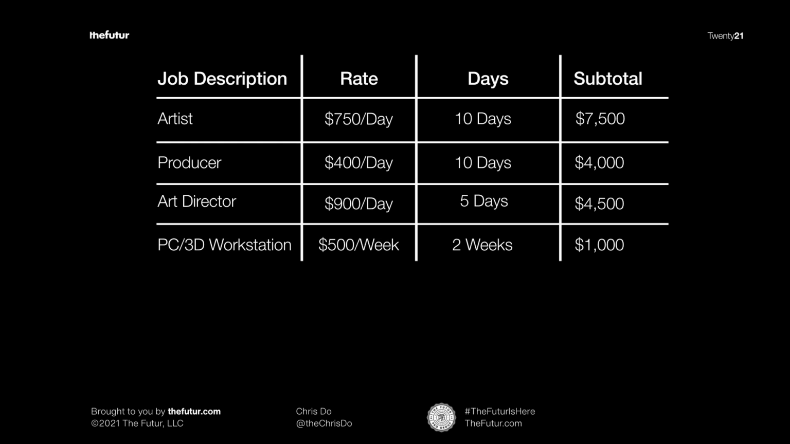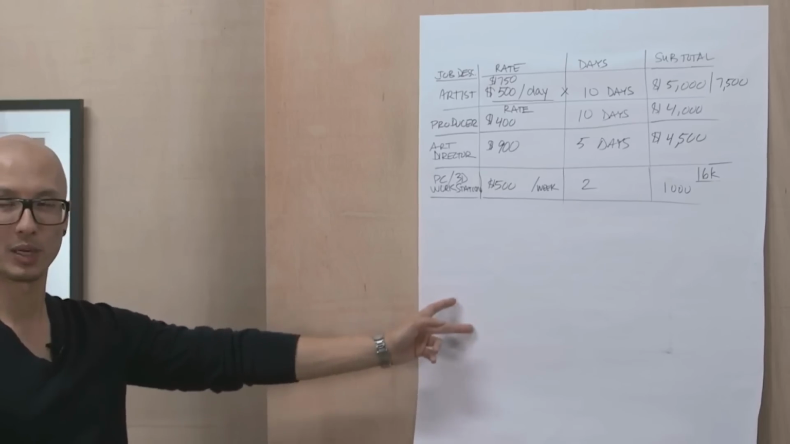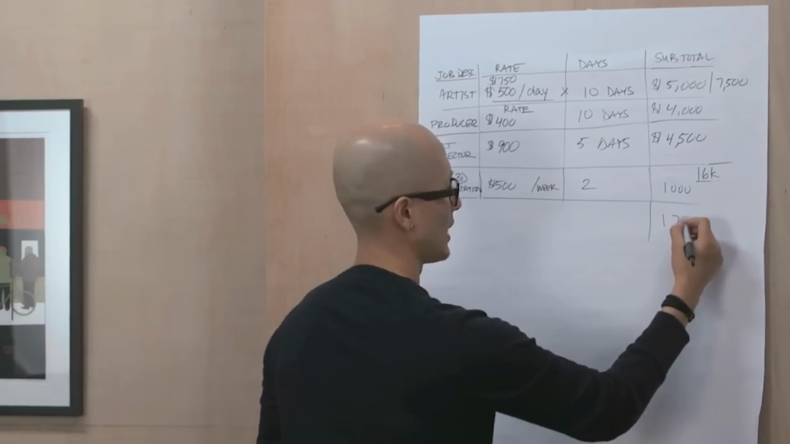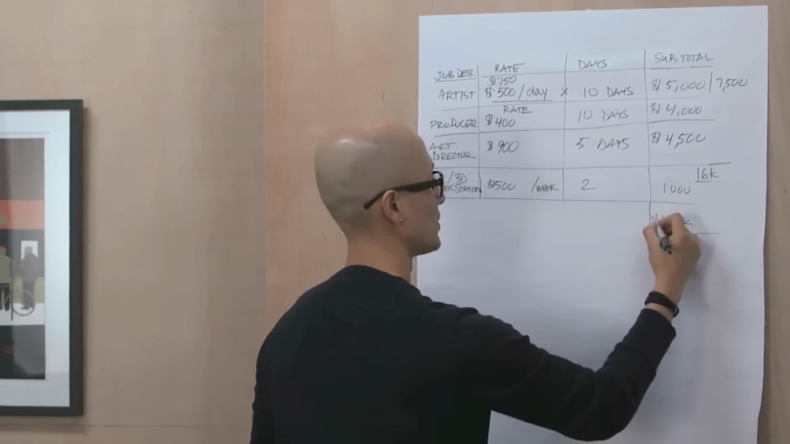So this number just keeps growing. What else do you have in there? Now I'm going to roll in hardware and software costs because I don't want to delineate every single part of this puzzle. So let's just do a subtotal now. So now you have $17,000. That's your bid now. Are we done?